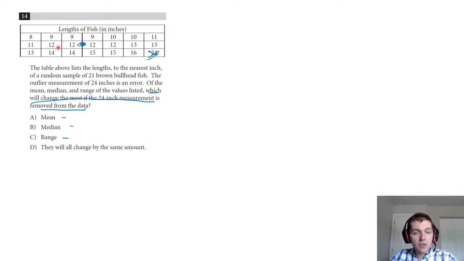With this large of a data set, it will not have shifted as much, and it cannot have shifted as much as the range did, as the range of 8 shifted. So your correct answer here will be that the range had the most change.